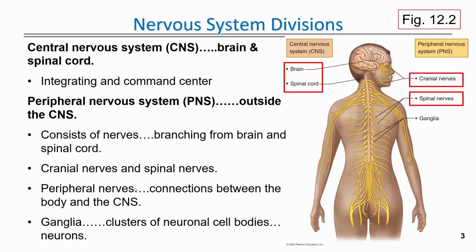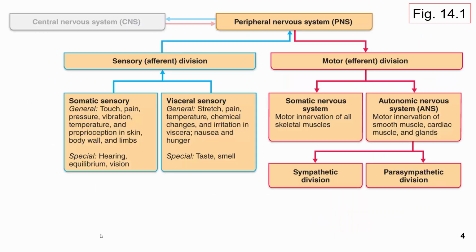One term to be aware of is the term ganglia, and you can see that here in this picture, pointing to these enlargements of the peripheral nervous system. And ganglia is a general term referring to clusters of nerve cell bodies, neuronal cell bodies. In other words, these are clusters of neurons, which are nerve cells.